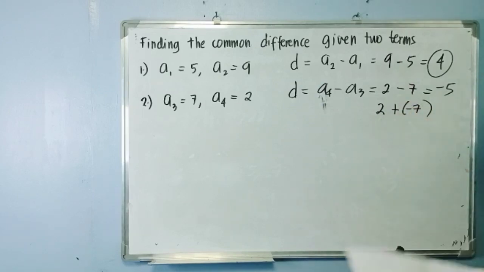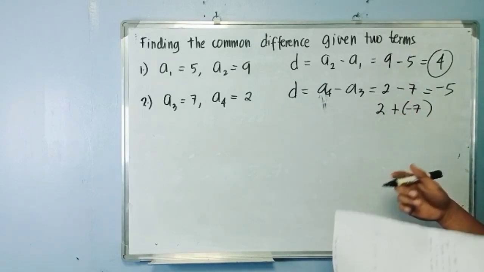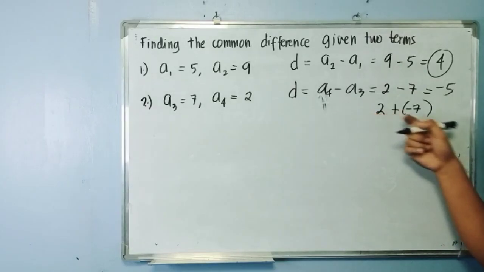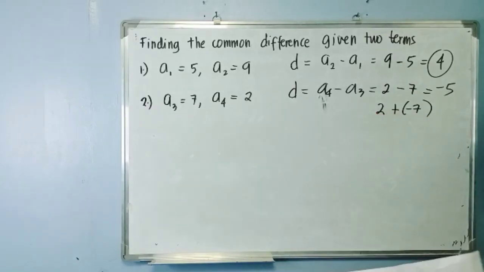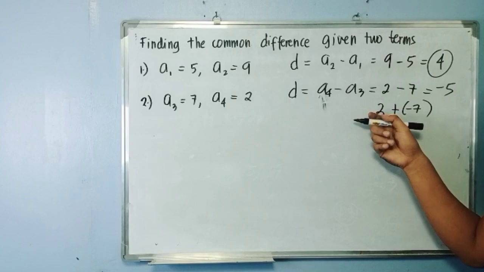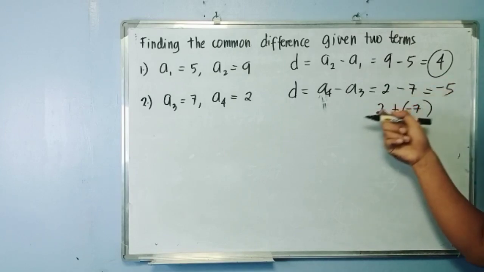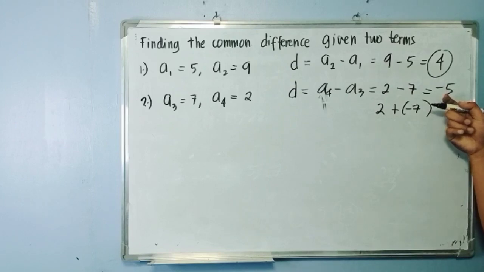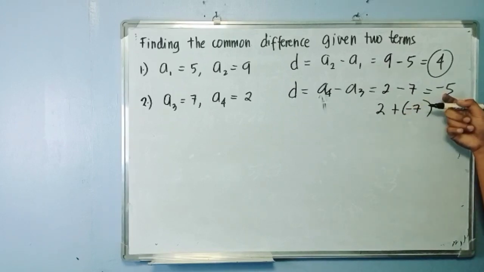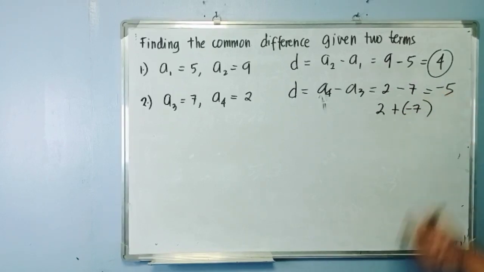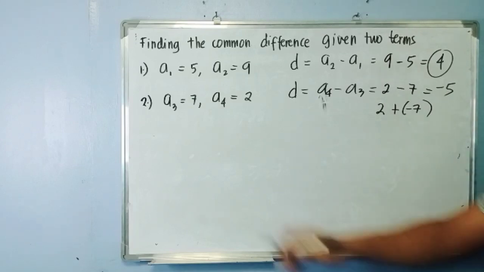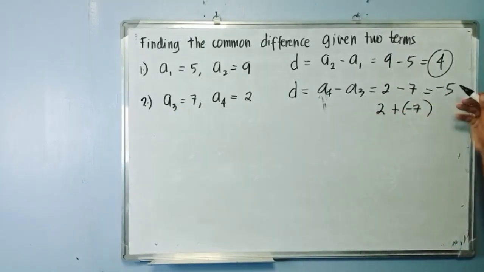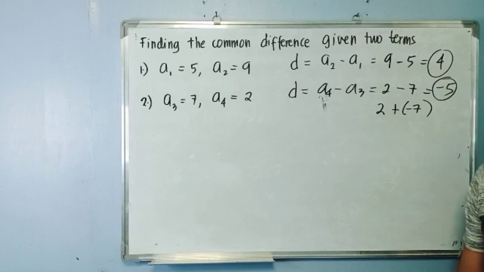So we apply the rules in adding integers. The two integers have different signs, so you are going to subtract. 7 minus 2 is 5. And what is the sign of the bigger number? The sign is negative. So our answer will be negative. So our common difference with this problem is negative 5.